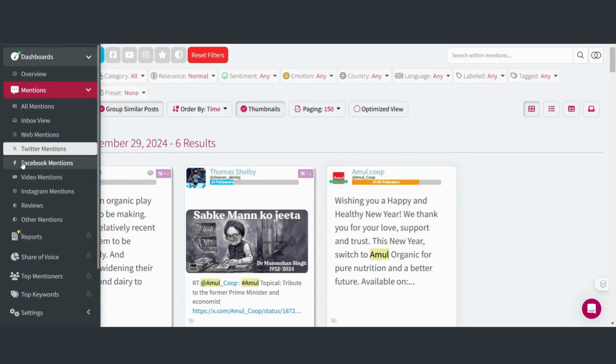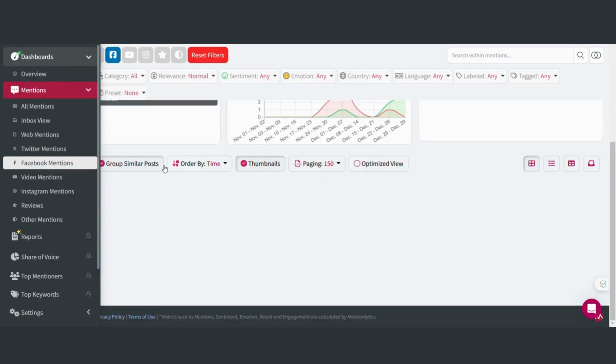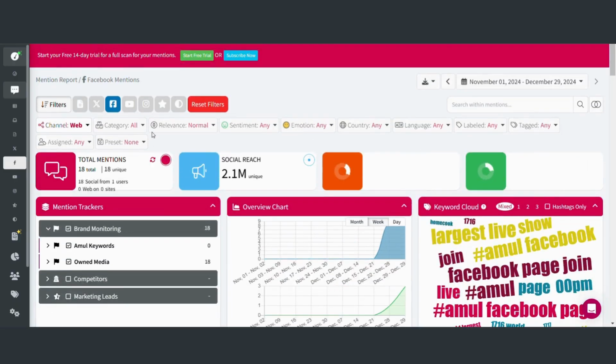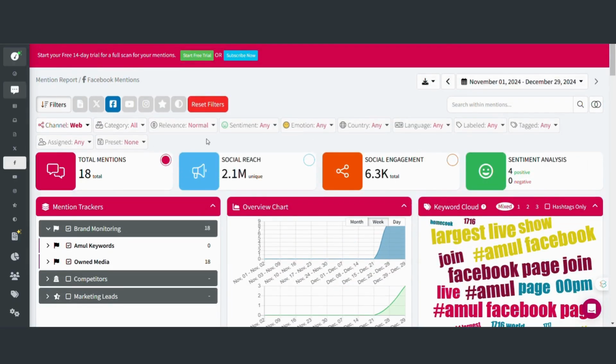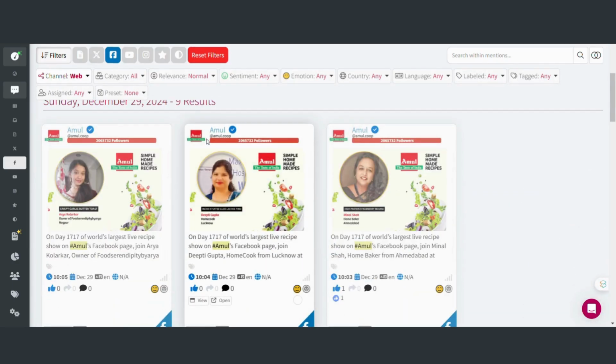Next, we move to the Facebook mention tab. Facebook mention tab consolidates posts and comments related to Amul. Here we can analyze how Amul's content is being shared and discussed on Facebook, a platform well known for its extensive reach.